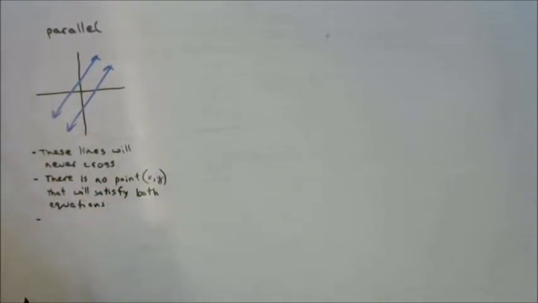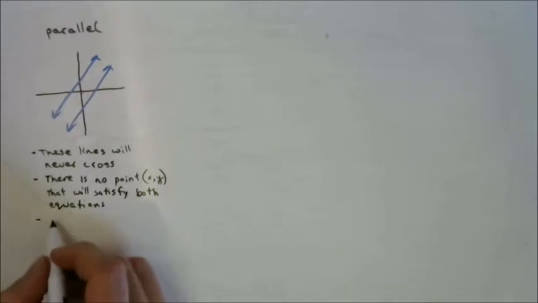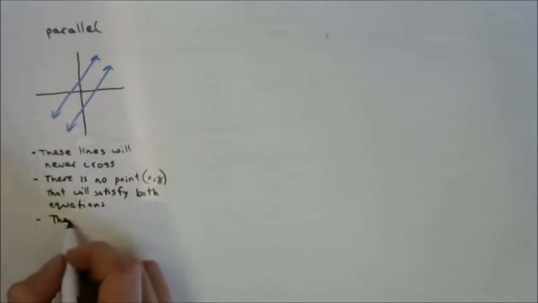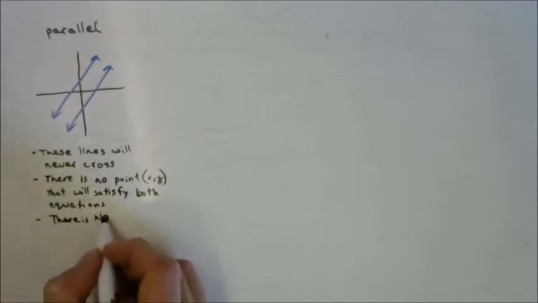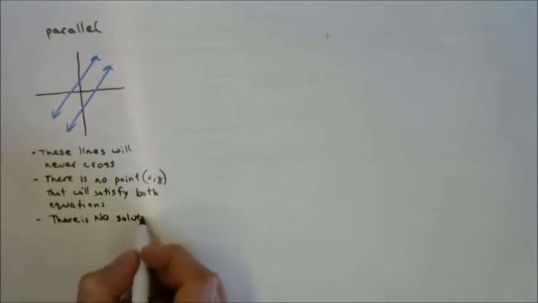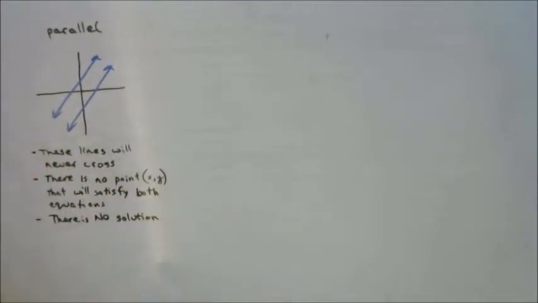Last thing, here's a new vocabulary for you. Not really new, we've used it before. There is no solution. Remember, if you can find the x and the y that satisfy an equation, that's also called the solution to the equation. We learned about that in an earlier unit. In this case, you will not be able to find a solution. There isn't one. Okay? Yes?